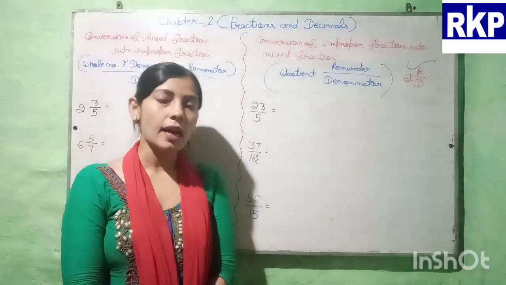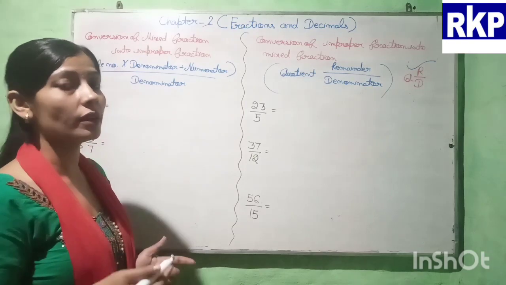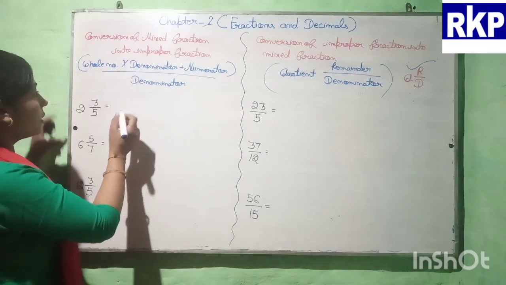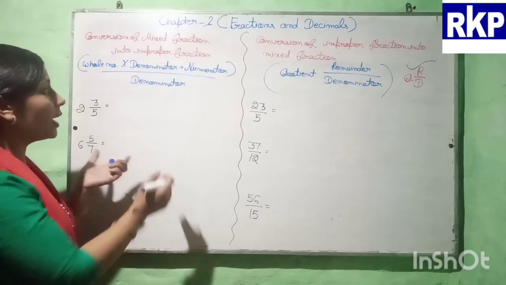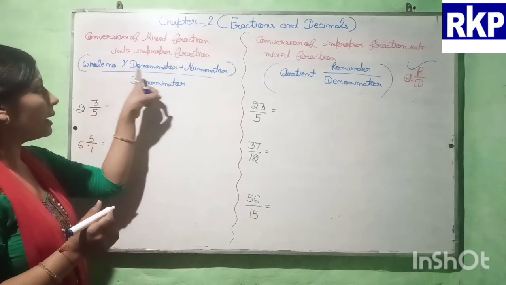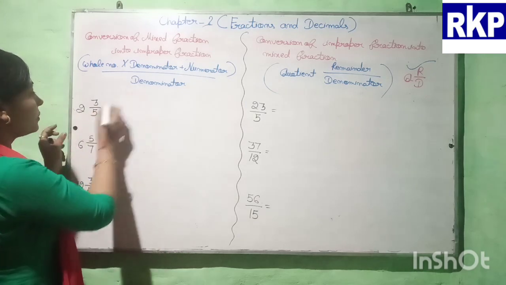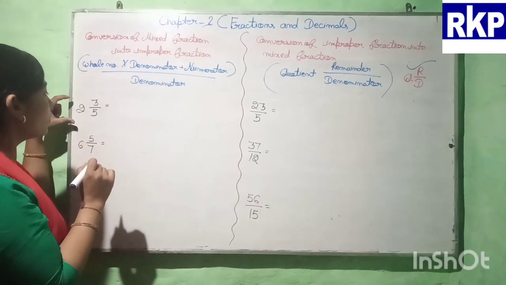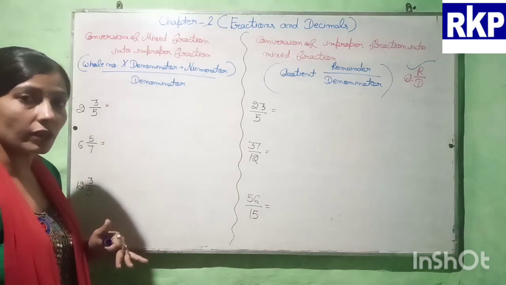Now students, let us see how we can convert a mixed fraction into an improper fraction, and how we can convert an improper fraction into a mixed fraction. Here beta, to convert a mixed fraction into an improper fraction, we have to keep this formula in our mind. And what is the formula? Whole number multiplied by denominator plus numerator, divided by denominator. Here we have 2 and 3/5, and now we want to convert it into an improper fraction. So according to the formula, how can we convert it?